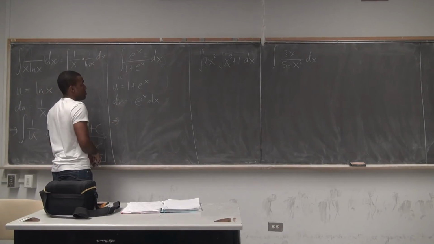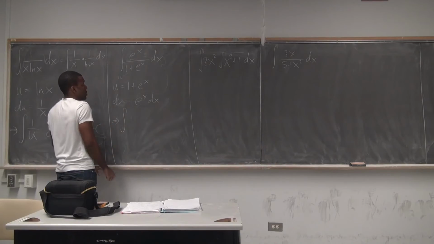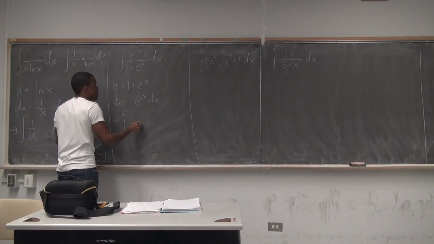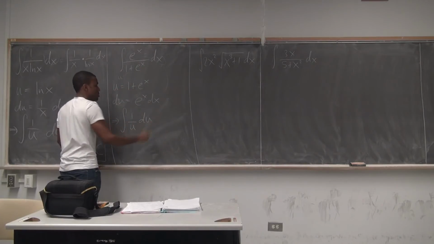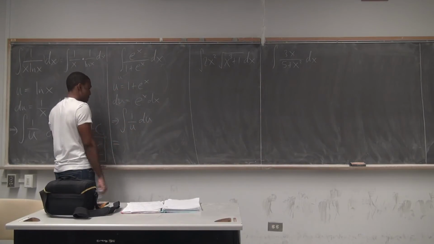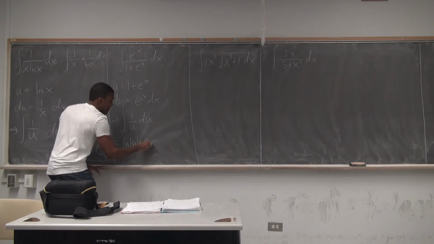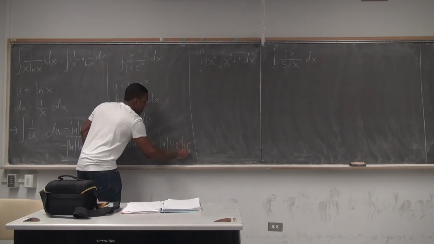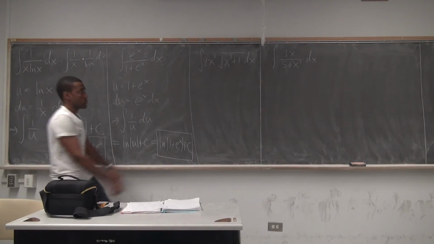So what would this become? Right, I have 1 over this guy, which is my u, and this dx is replaced with du. So I have that. And what's that guy? ln of u, and then I back substitute. This guy.